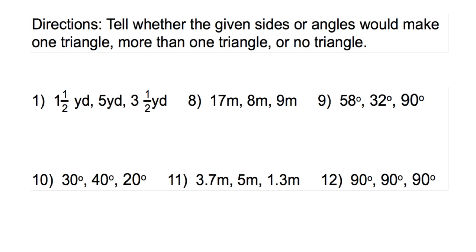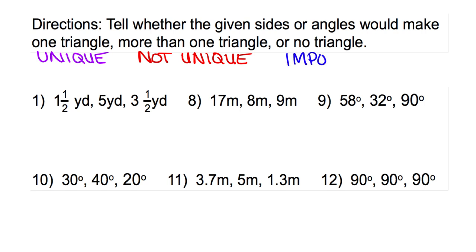Now, it says 1 triangle. What do we know is 1 triangle? Unique. What is more than 1 triangle? Not unique. And then what is no triangle? That's impossible. So we've got similar wording that we can use, same type of question. So use that chart and answer these 6, please.